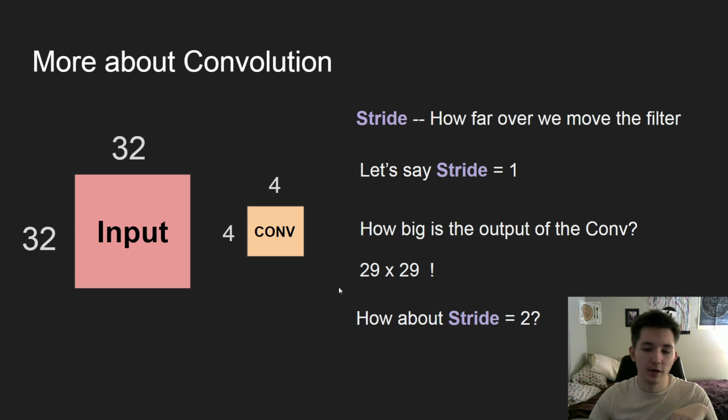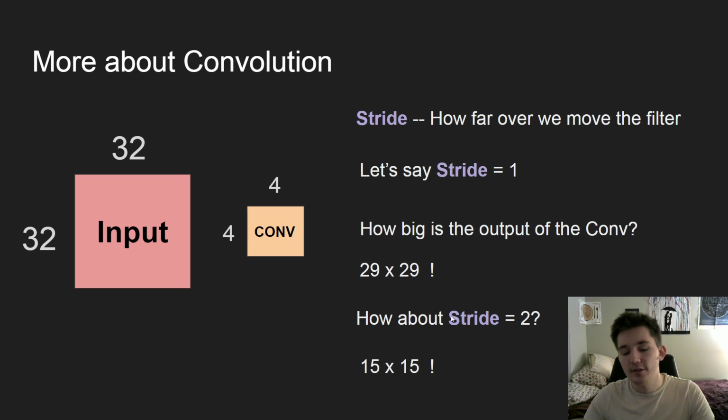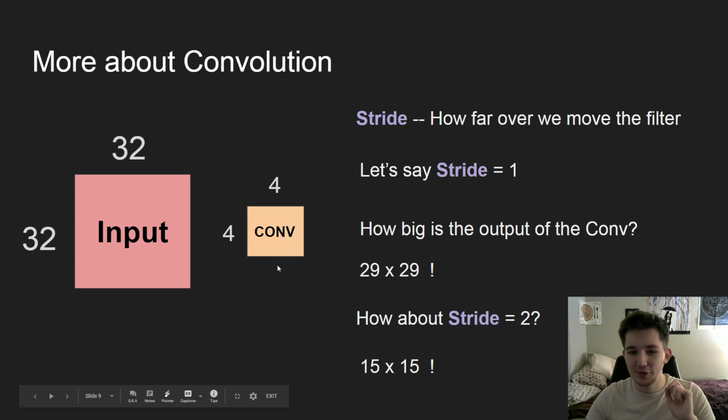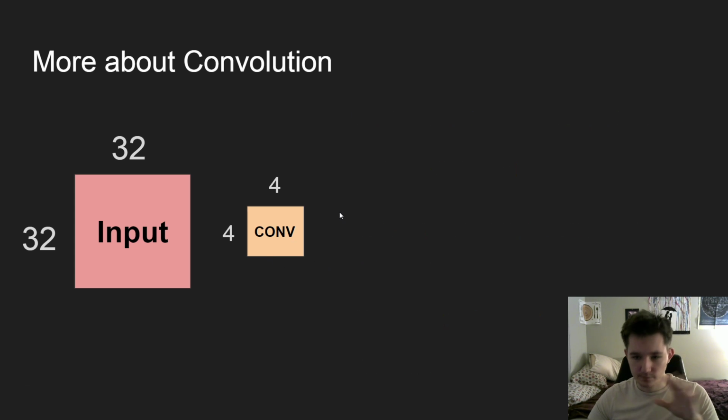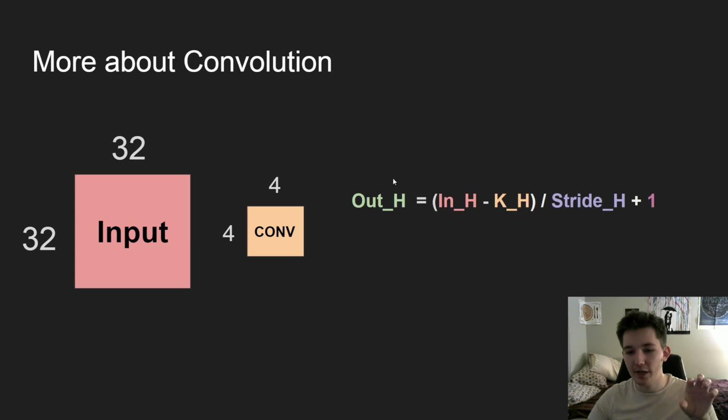All right, so hopefully you got it. It will be 15 by 15. So you can try to convince yourself of both of these, but I'm going to give you a formula now to help you with that. So what we'll see is that the output height will be the input height, so the height here, minus the convolution height, divided by the stride height.